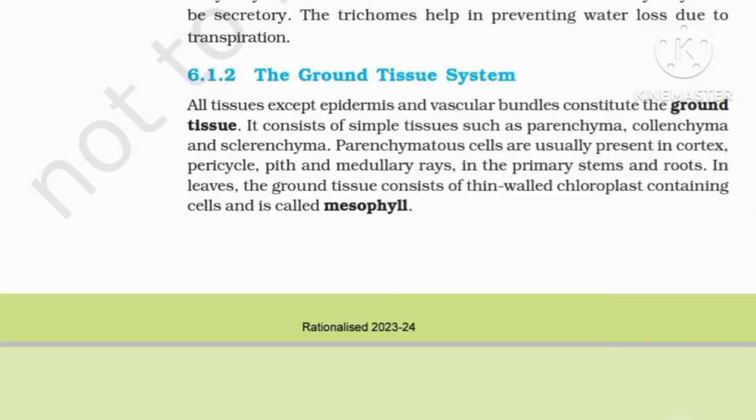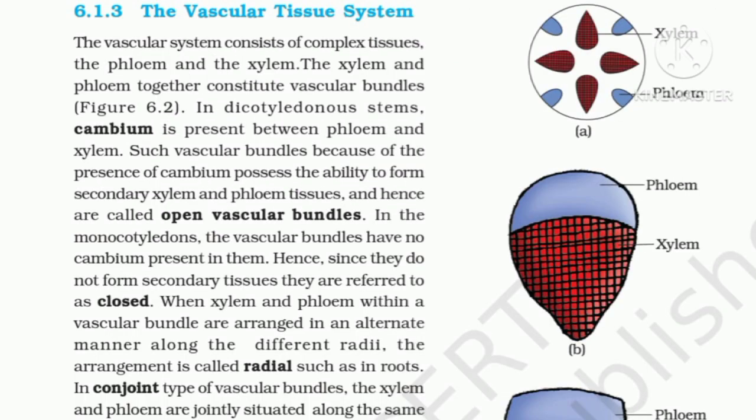The ground tissue system. All tissues except epidermis and vascular bundles constitute the ground tissue. It consists of simple tissues such as parenchyma, collenchyma, and sclerenchyma. Parenchymatous cells are usually present in the cortex, pericycle, pith, and medullary rays. In the primary stems and roots, in leaves, the ground tissue consists of thin-walled chloroplast-containing cells and is called mesophyll.